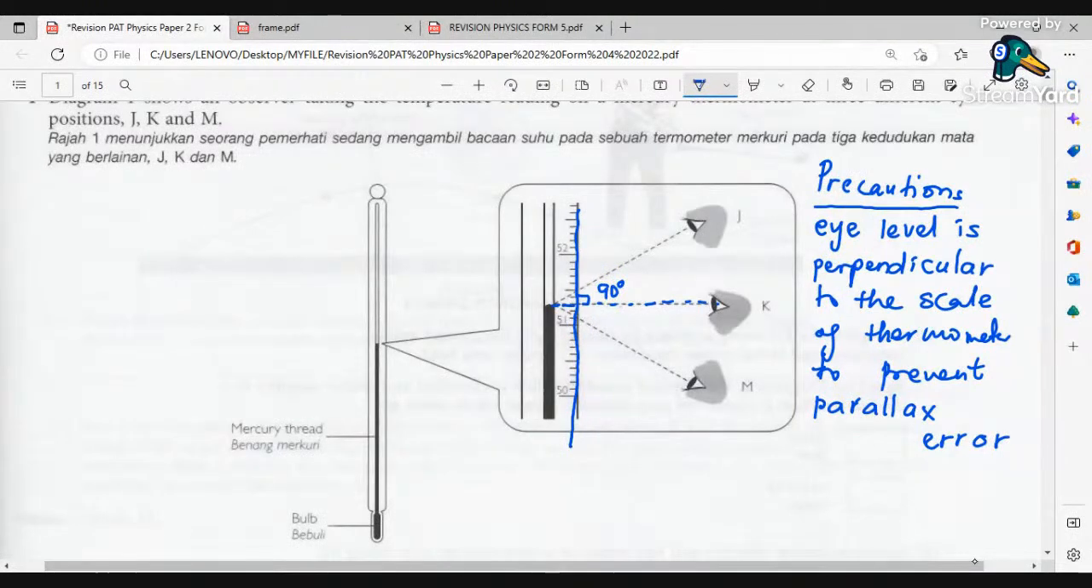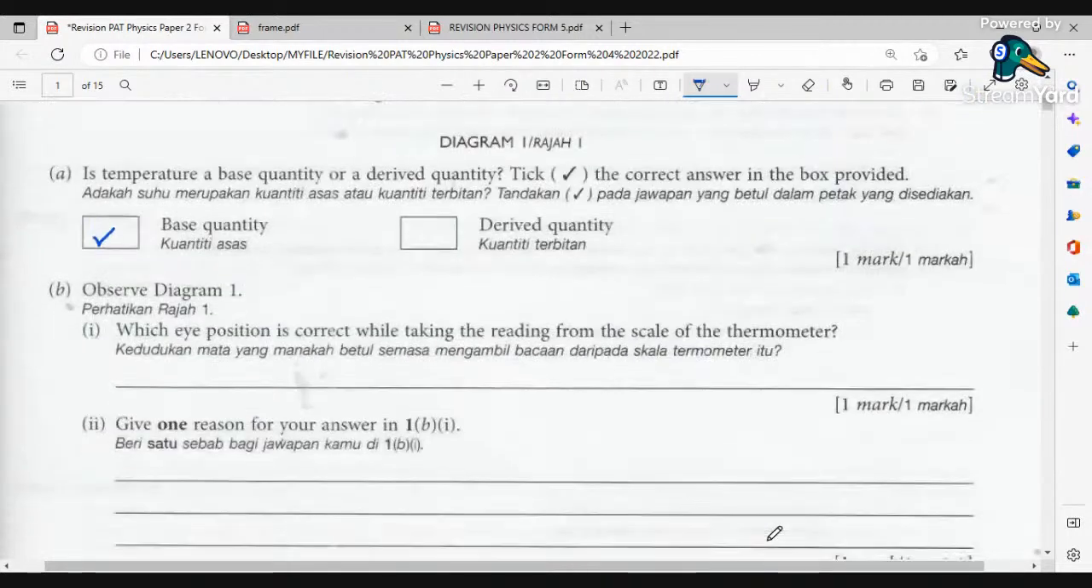So which one shows 90 degrees, perpendicular? Of course, K. Because if you read from J, the reading might be smaller than the actual one. If you read from M, the reading may be larger than the actual one. So there is inaccuracy in measurement due to parallax error. So you should write K.